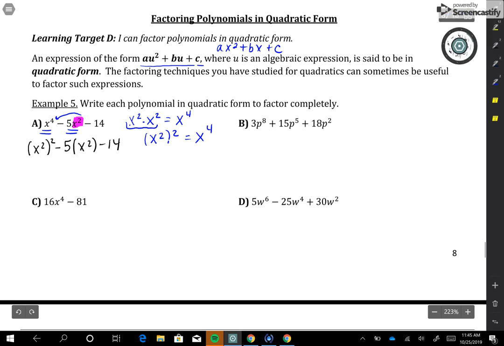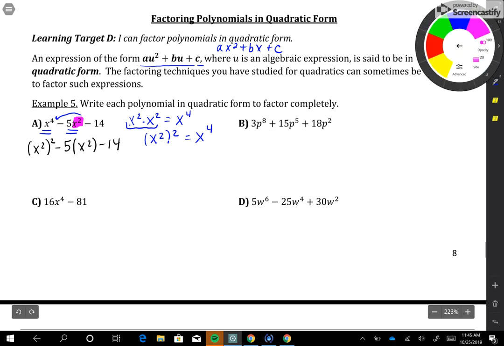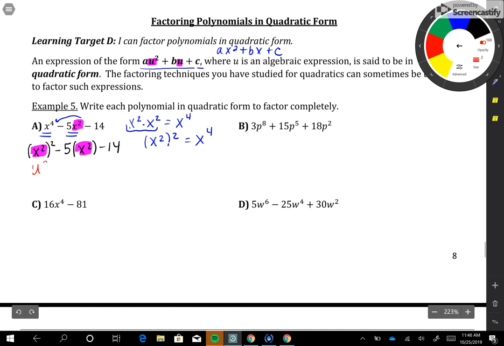So now you'll probably see that I have something that's the same in my first two terms. In the place of that is where I'm going to put a u. When I do that, my new expression looks like this: u squared minus 5u minus 14. And now this just looks like a normal quadratic trinomial that we know how to factor very easily.